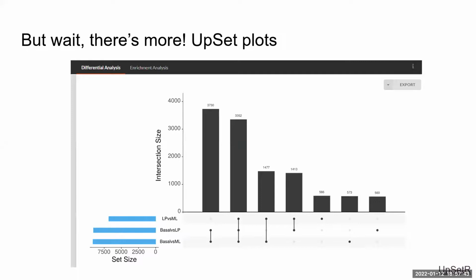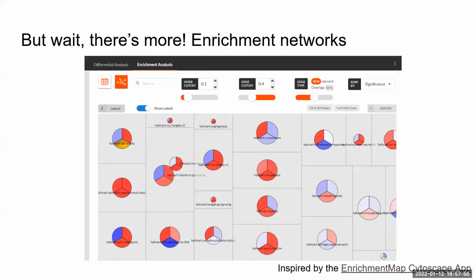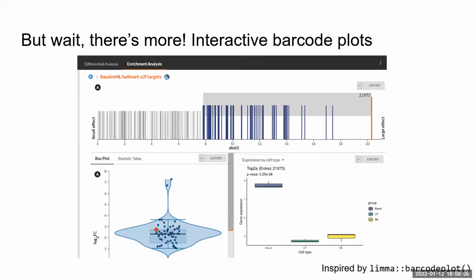Okay, but wait, there's more. I don't have time to go back and go into the motivation for each of these features, so this is more for any biologists listening. We support upset plots. This directly uses the CRAN package UpSetR. We have an entire pane for enrichment networks for enrichment analyses, and this is inspired by the Enrichment Map Cytoscape app. And we also have interactive barcode plots to really drill down: when you have an enriched term from your enrichment analysis, you can interactively look at what features are driving that enrichment. This is inspired by the limma function barcodeplot.